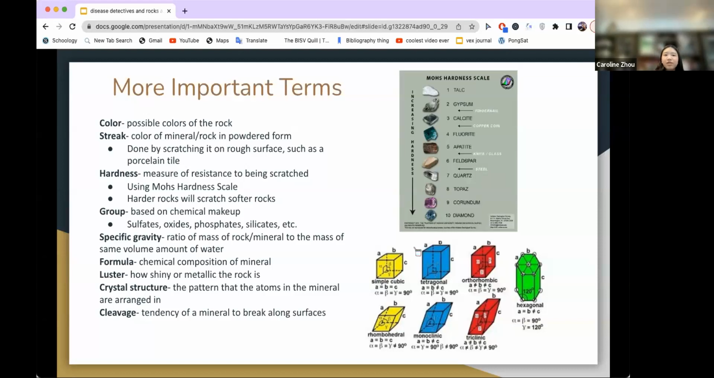Hardness is the measure of resistance to being scratched. There's this thing called the Mohs hardness scale. It's a relative scale from 1 to 10, where the softest is talc and the hardest is diamond. So you'll plot each rock onto the scale, and it compares the hardness of each rock to the hardness of other rocks. Using the scale, you can find which rock is harder than which other rocks. Harder rocks will scratch softer rocks.